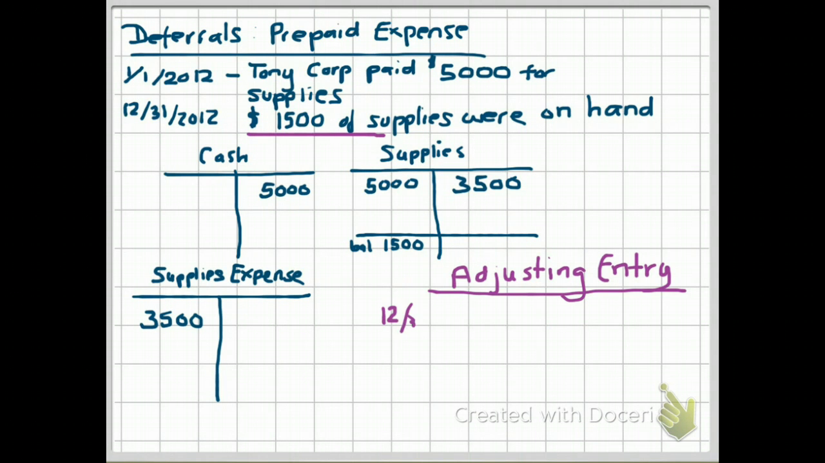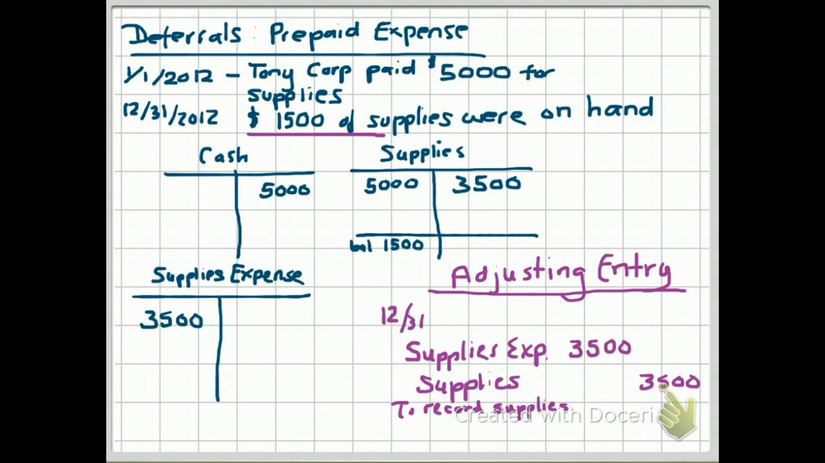It's going to have the date, which is end of the period, end of the year, 12/31. You're going to debit supplies expense. You're going to credit supplies for 3,500. The description for your journal entry would be to record supplies used during the year. Now that is your adjusting entry, and there will be several other adjusting entries that you will do.